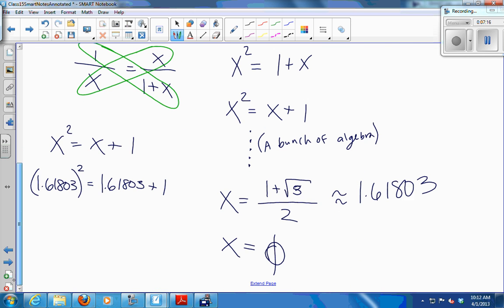Here it is. Even when the equation is more complicated. So my original equation is x squared equals x plus 1, and I got 1.61803 as a solution. So I can take that number, replace the x's in the original equation with 1.61803, and I should be able to check and see if this is true, right?